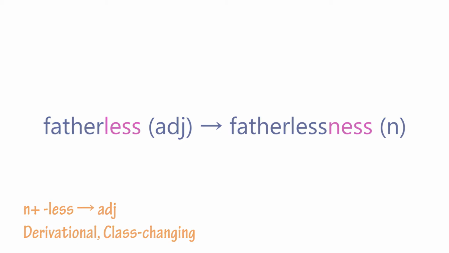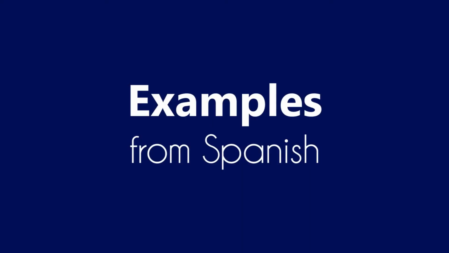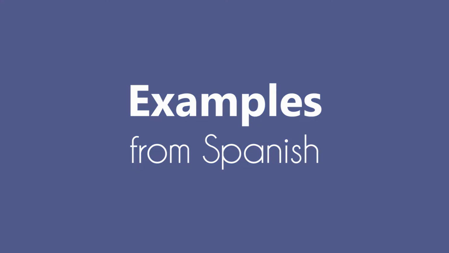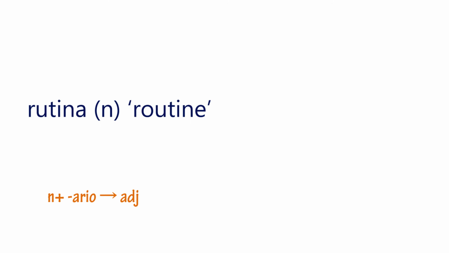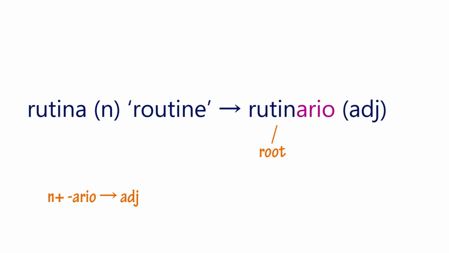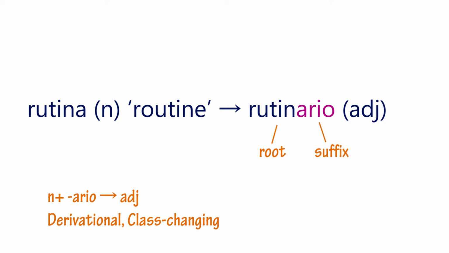Okay, suffixes from other languages. In Spanish, the suffix ario, masculine, or aria, feminine, turns a noun into an adjective. Like the noun rutina can become rutinario, or rutinaria, depending on the noun. If the noun is feminine, you could say rutinaria, something rutinaria.